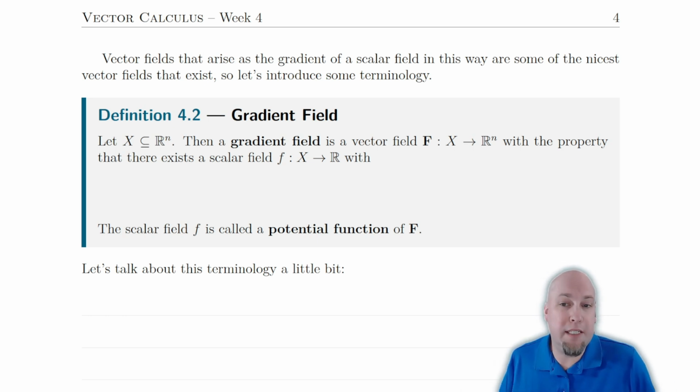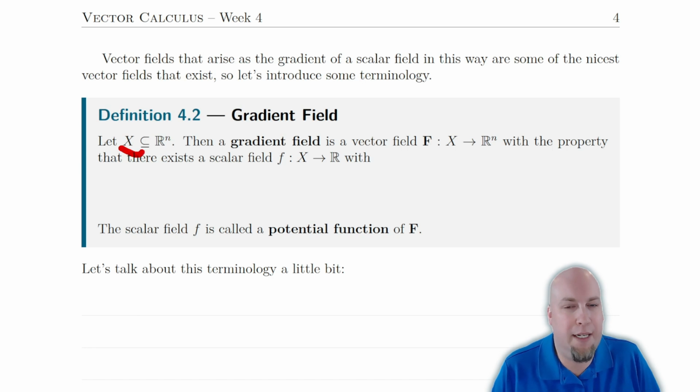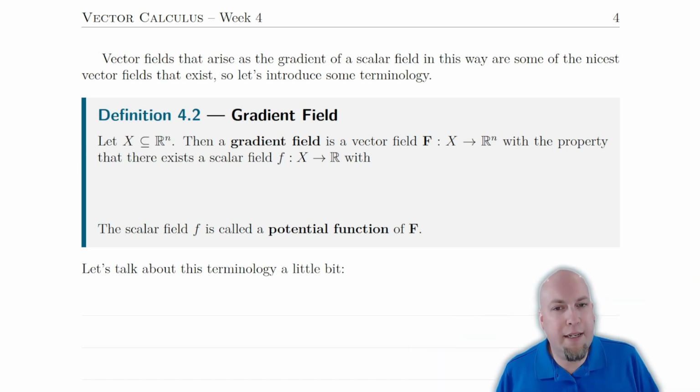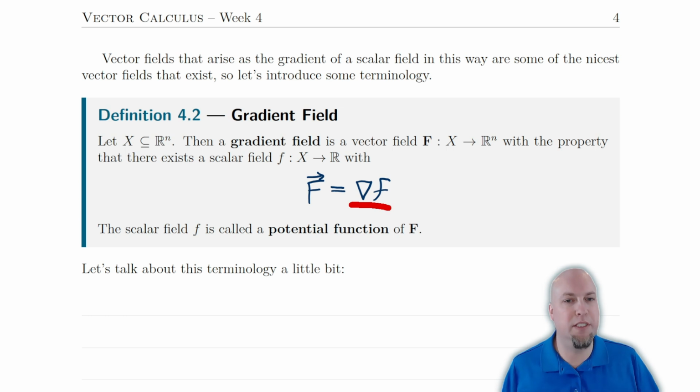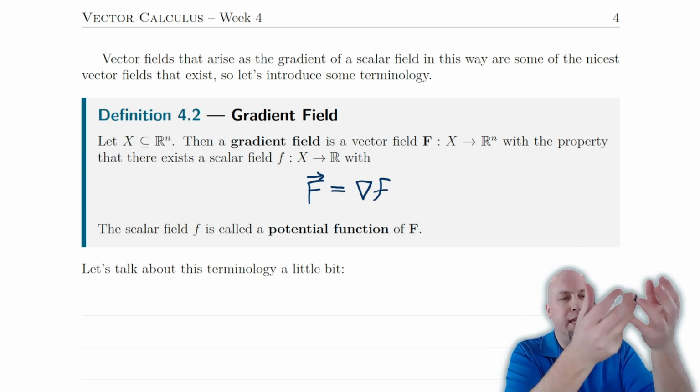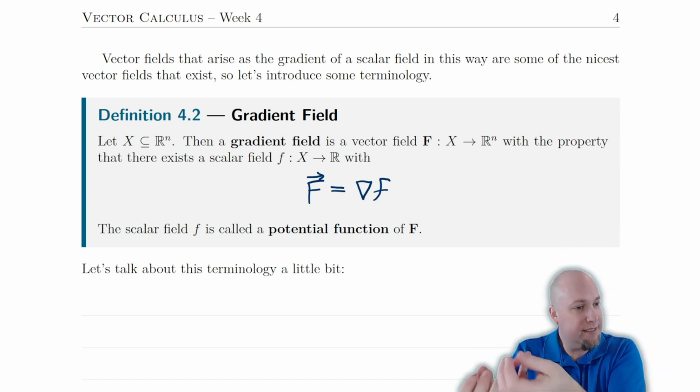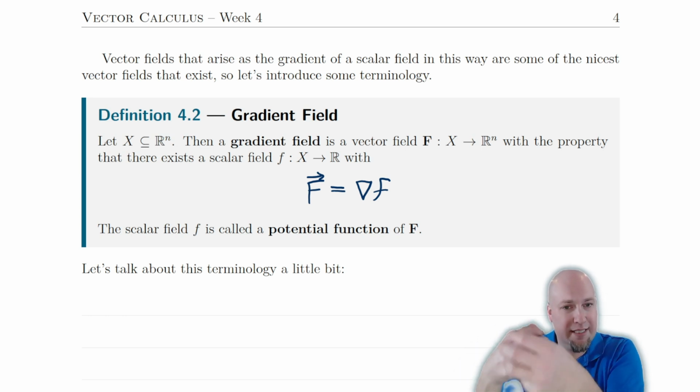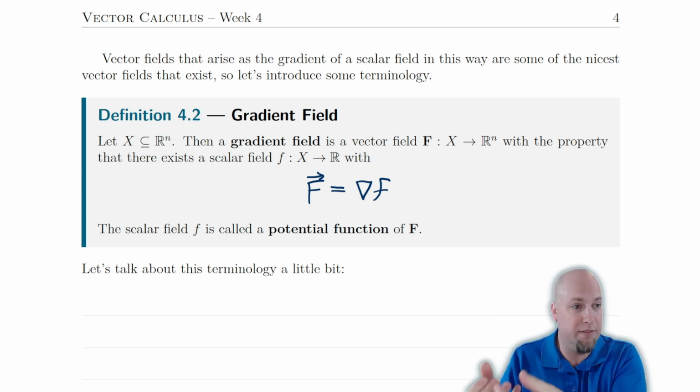Suppose that you're working in n-dimensional space, and in particular in some domain in n-dimensional space. It doesn't have to be all of n-dimensional space. Then what a gradient field is, it's a vector field with the special property that there's some scalar field out there for which the vector field is the gradient of that scalar field. In other words, if you take any scalar field and compute the gradient of it, yes, that's a gradient field, okay? We talked about last video how it's a vector field, and we're just calling those types of vector fields gradient fields, okay?